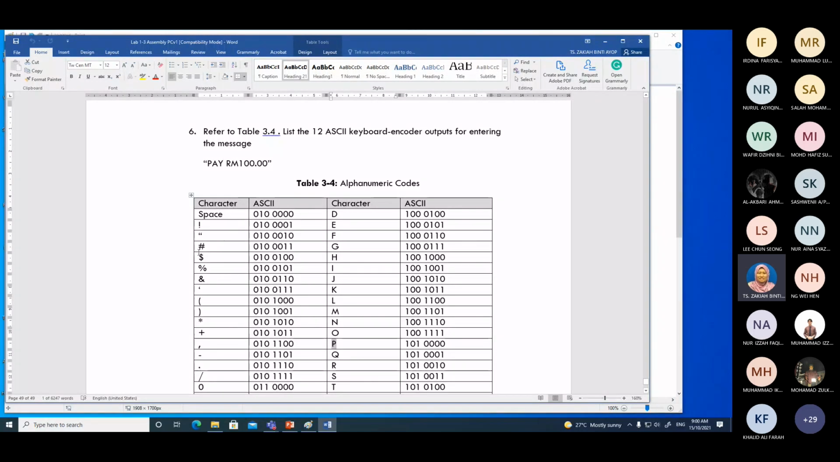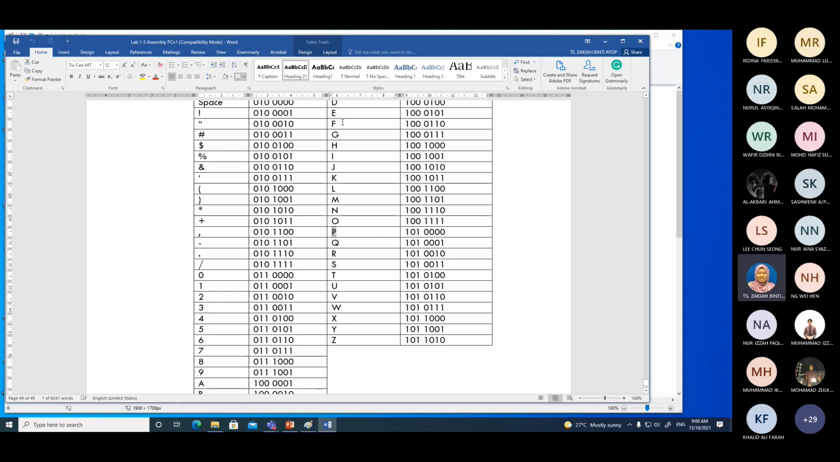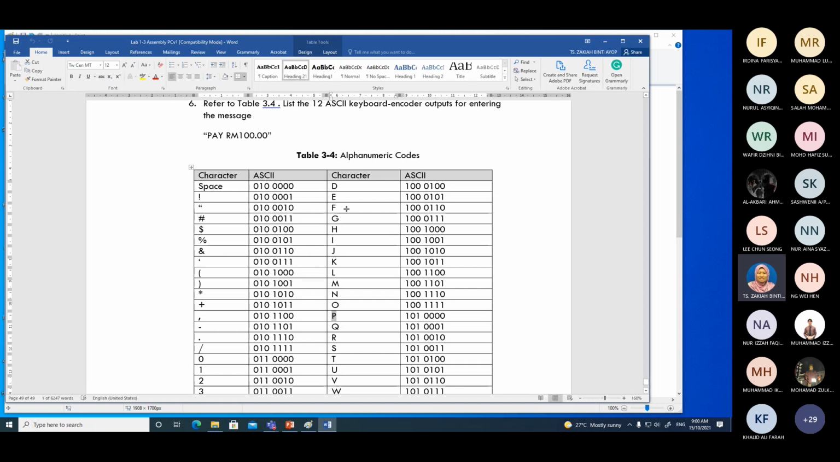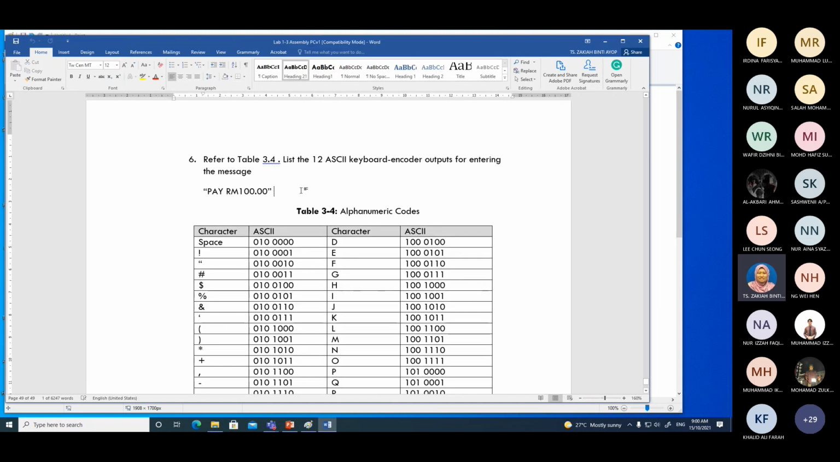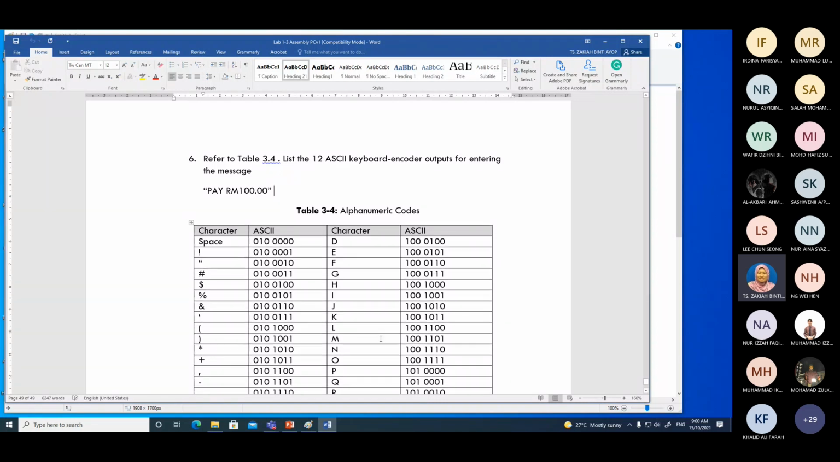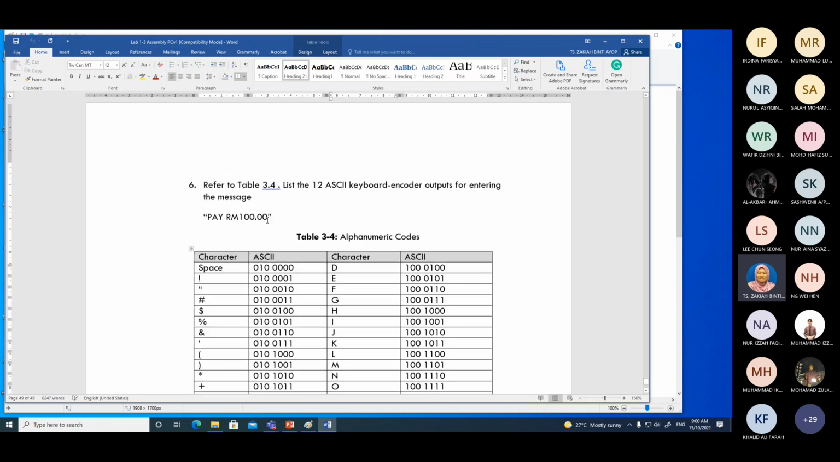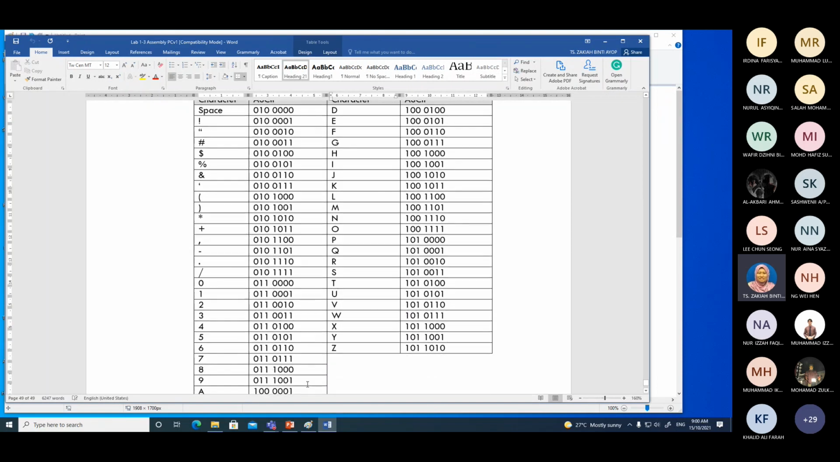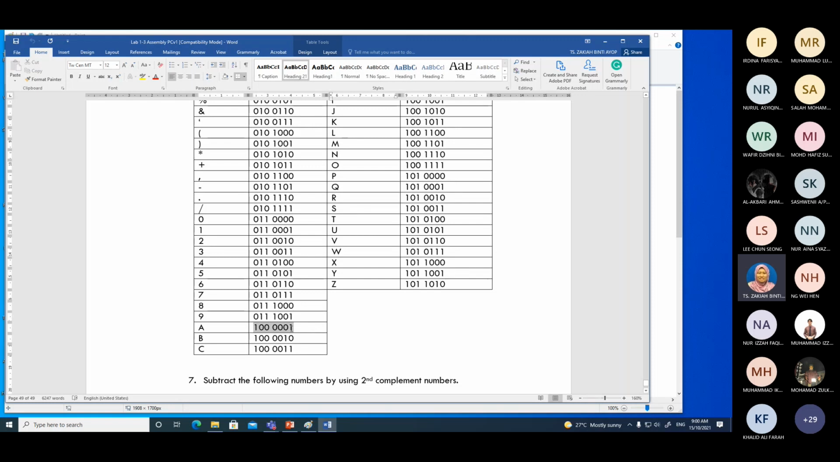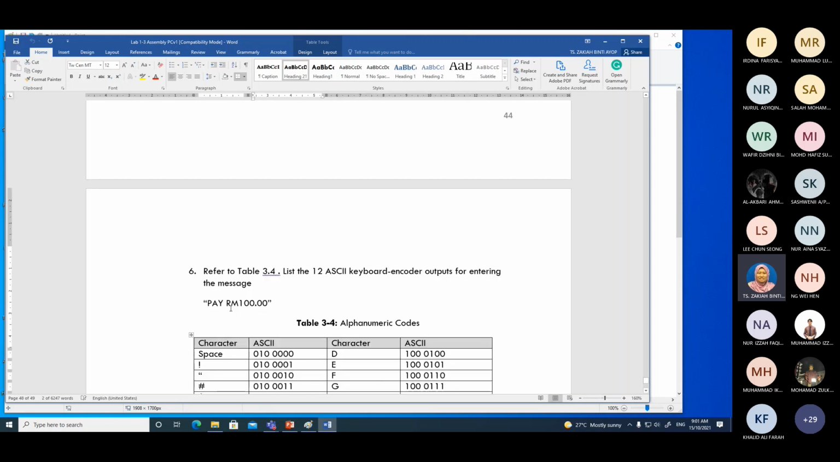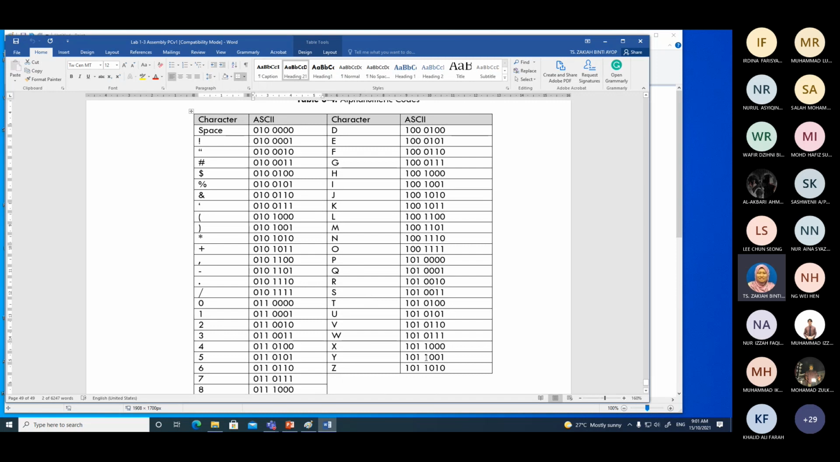Actually, it's not only capital letters, but it also has small letters. So let's say I type PAY, just like this. How do we convert it into ASCII code? Look at the table here. This is P, and for A, this one, 1000001, and then Y, where is Y? Here, 1011001. That is how they convert it.